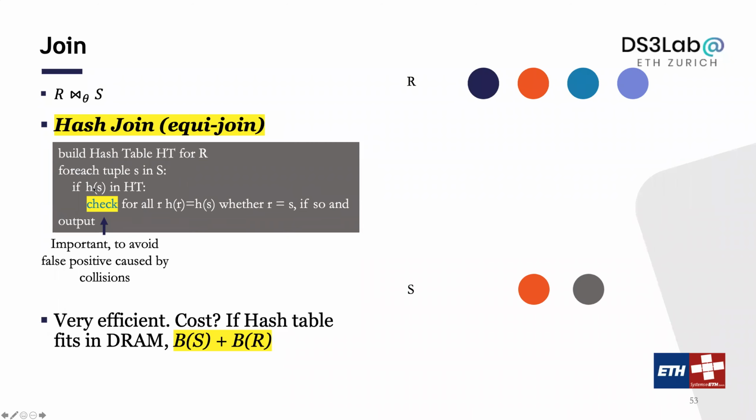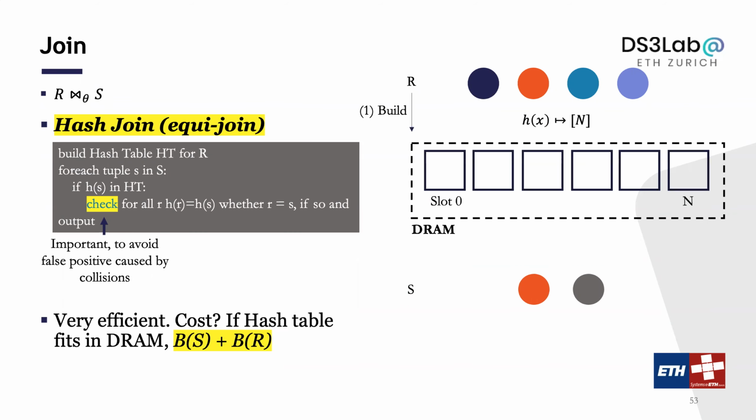So you have R and S. Assuming R has 4 tuples, S has 2 tuples. You first build an in-memory hash table. You put every single object into its corresponding bucket, right? And we talked about how to deal with collision, right? So you can do open hashing, you can do linear hashing, it doesn't matter.